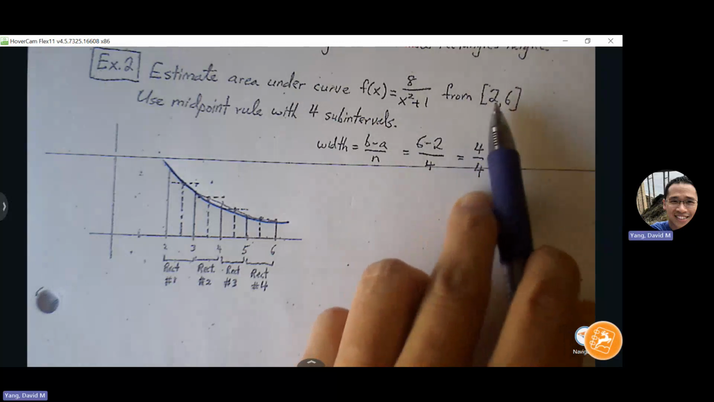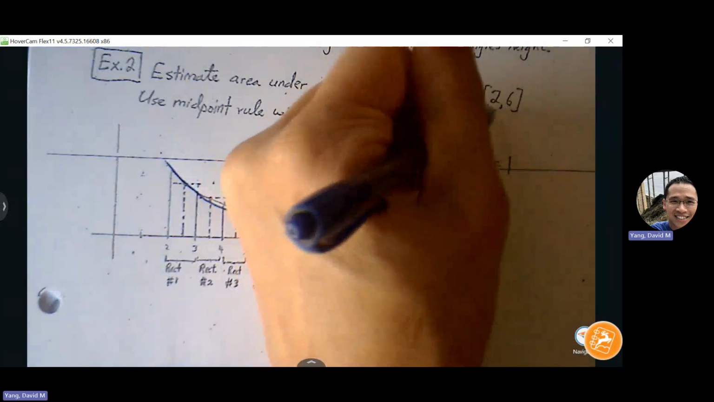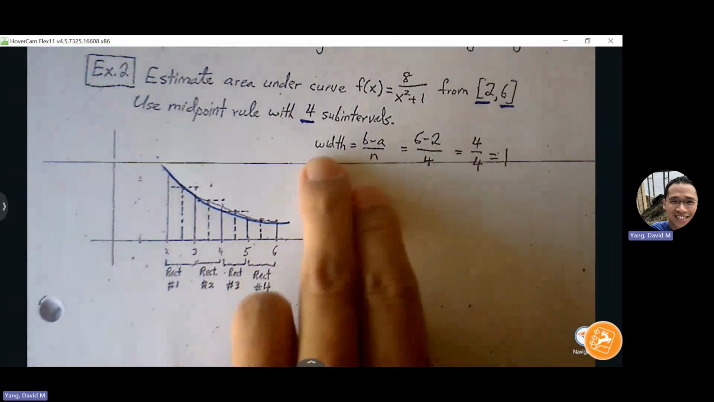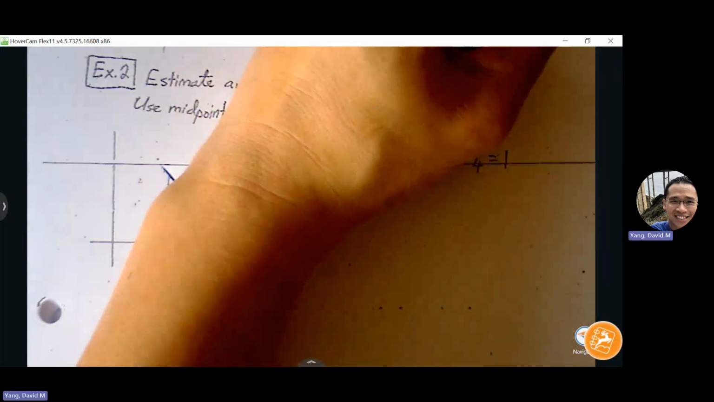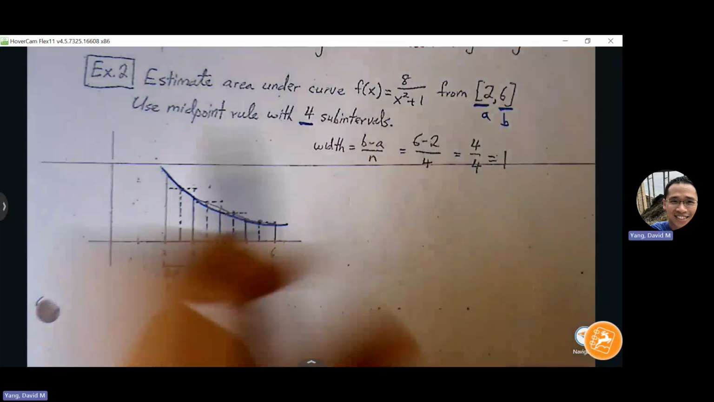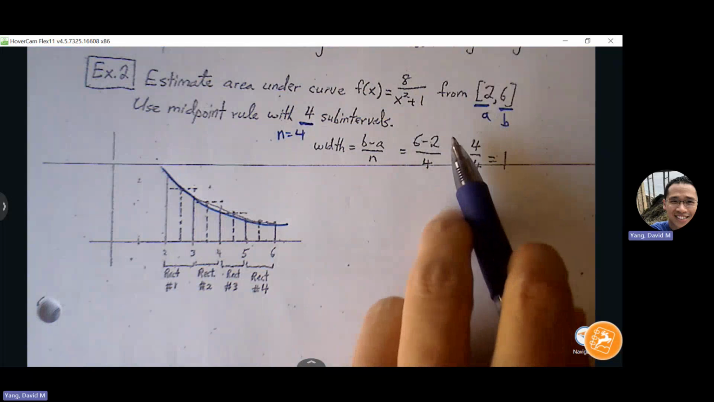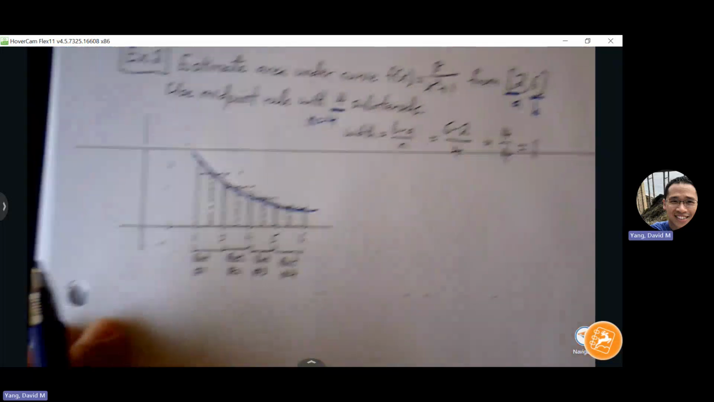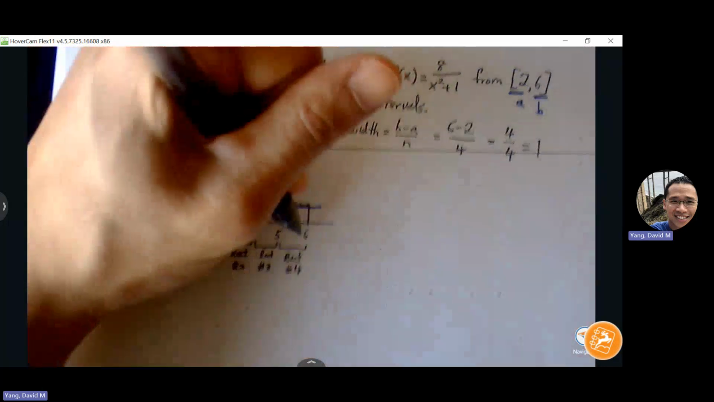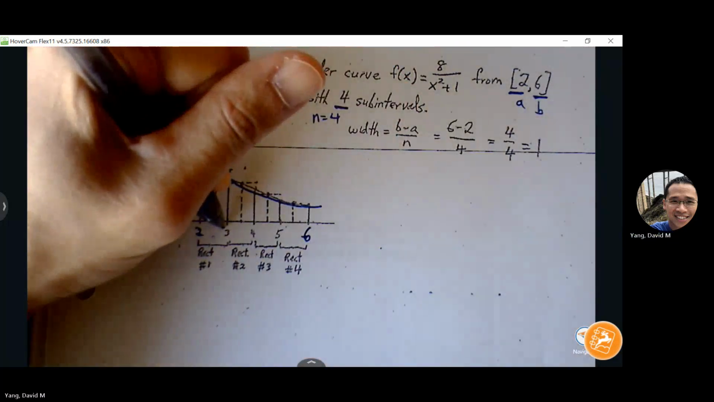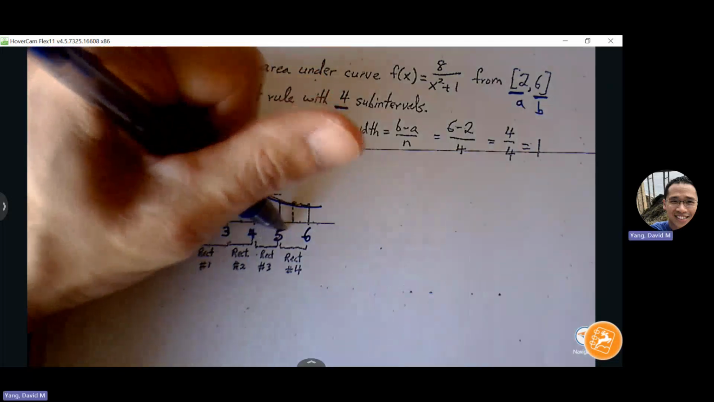We're going from 2 to 6, and we want to use 4 subintervals. So I'm doing some of the work for us here already. The width is still b minus a over n, but my a and b values are 2 and 6, and my n is 4. So 6 minus 2 is 4. 4 divided by 4 is 1. So every subinterval is going to be 1. So if I'm starting at 2, I'm going to 6. My next subinterval will be 3, 4, and 5.